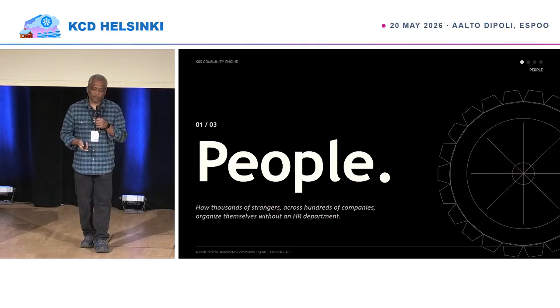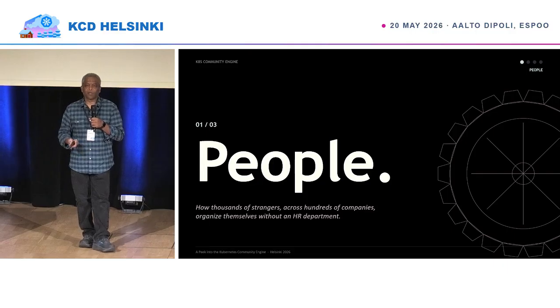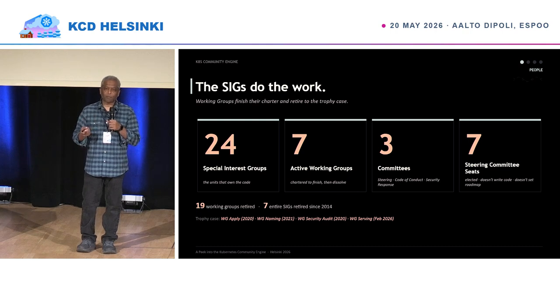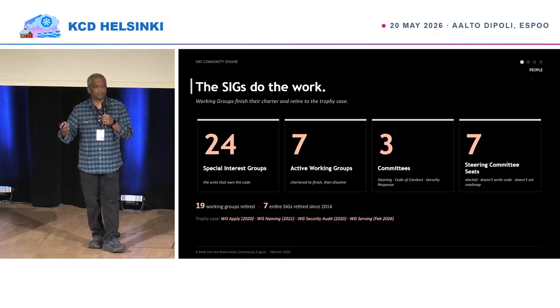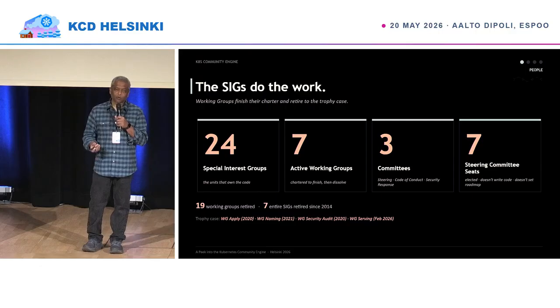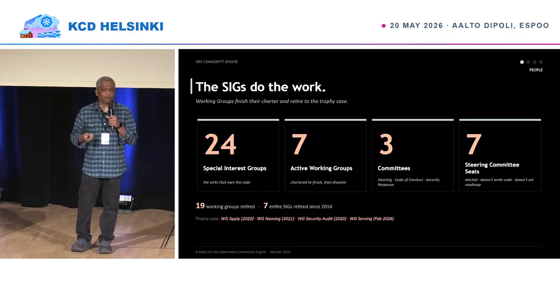So let's start with the people. There are thousands of strangers across hundreds of companies. How are we organizing ourselves? Right at the top in Kubernetes, we have the steering committee. The steering committee is the one that ends up talking to CNCF for the needs of the project. Under the steering committee, we have the rest of the special interest groups. There are 24 of them. And we also have active working groups, which are set up to work on a specific problem that might be cross-cutting or might require a lot of attention, and then they end up disbanding themselves.